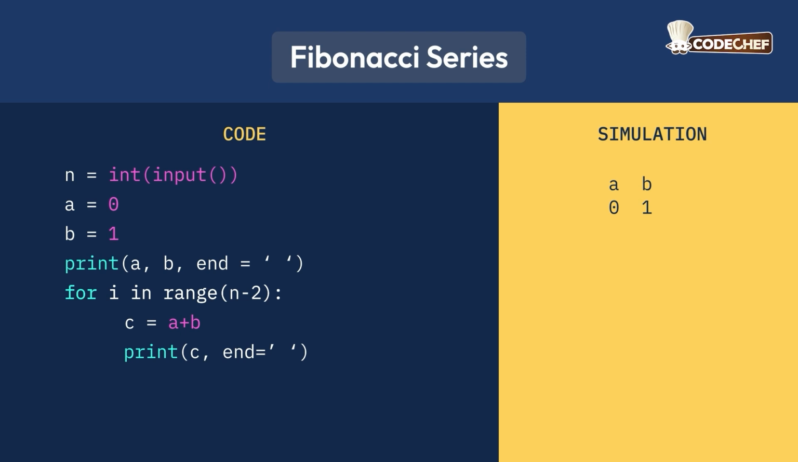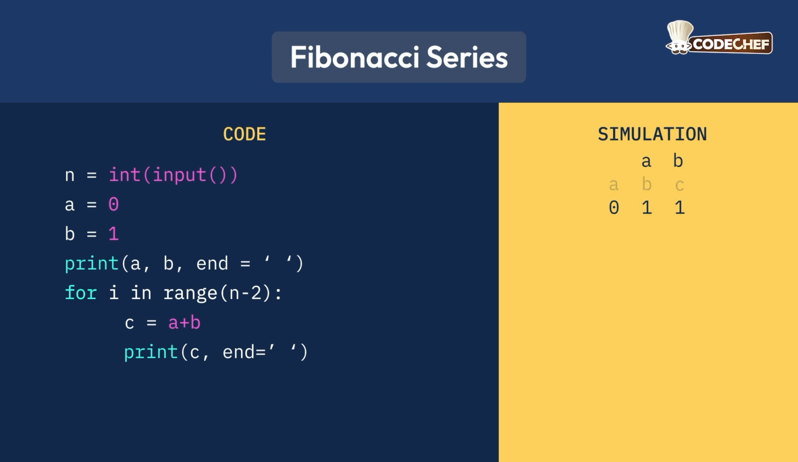Let's draw this out. So 0 was a and 1 was b. We did a plus b to get c, which is 1. So this is what we have with us. Now in the next iteration, the second number should be our new a and the third number should be our new b. How do you think we can do this?